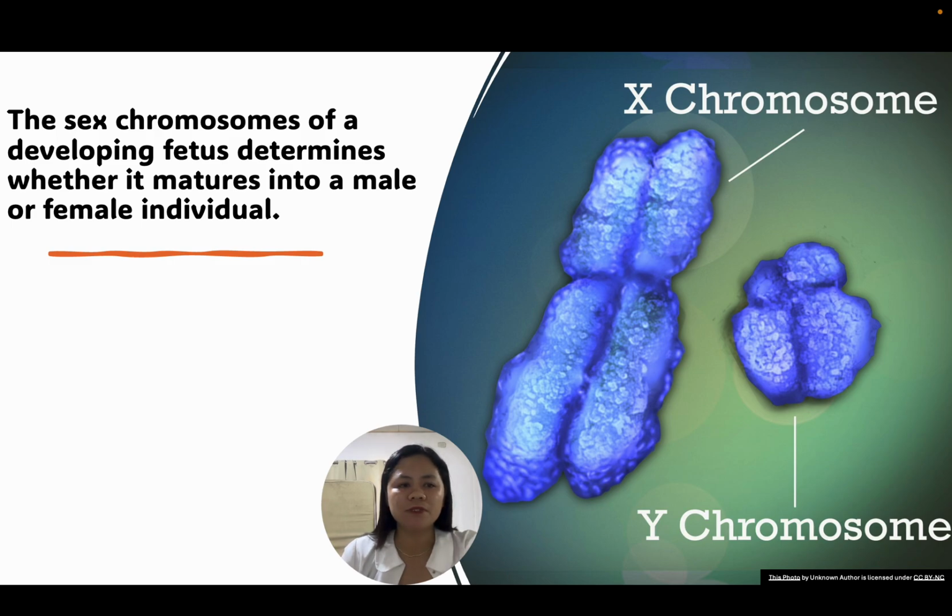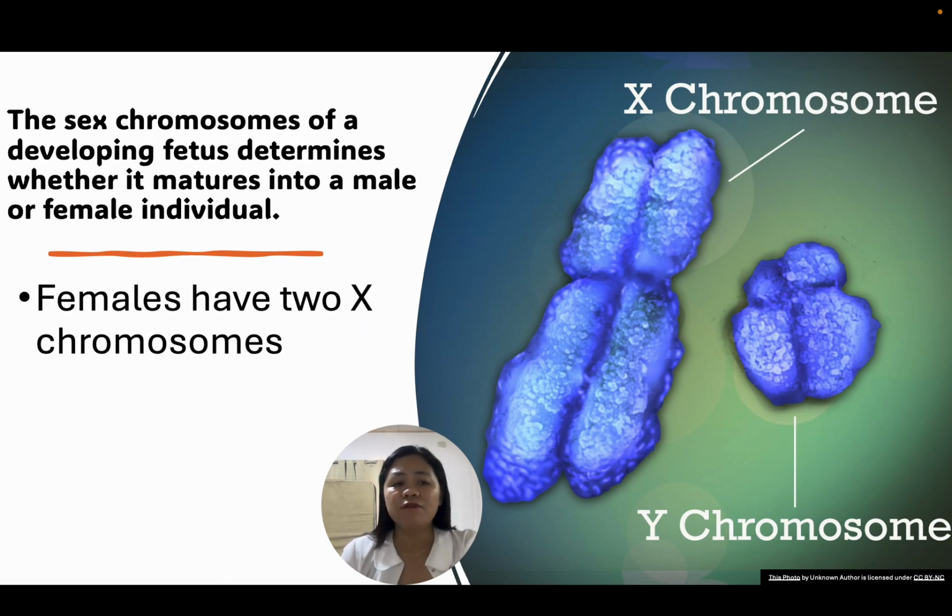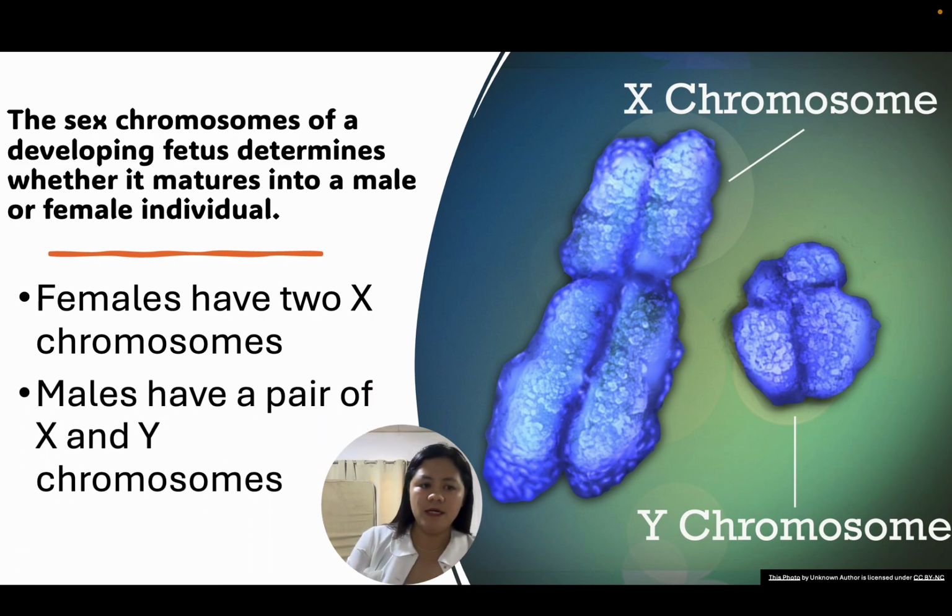So, the sex chromosomes of a developing fetus determine whether it matures into a male or female individual. Of course, females have two X chromosomes, XX, and males have a pair of X and Y chromosomes. So, in the process of development, an offspring may inherit traits specific only to either the X or the Y chromosome, which sometimes results in genetic disorder.